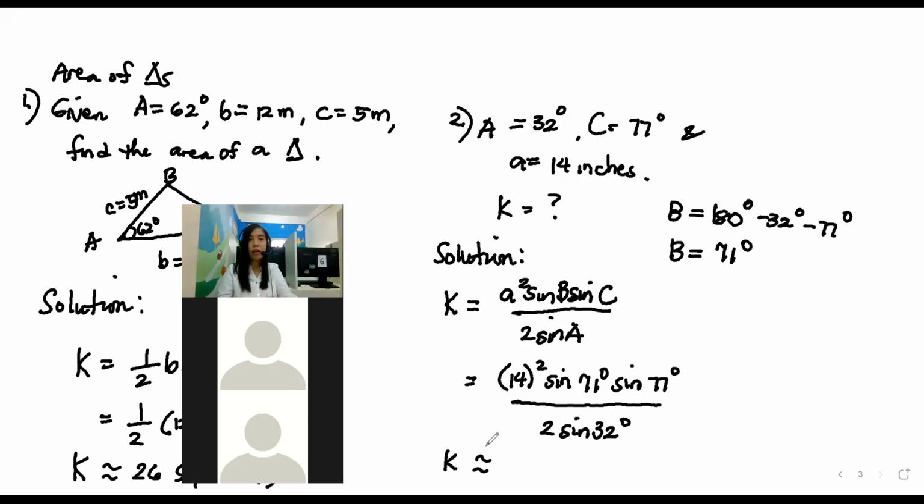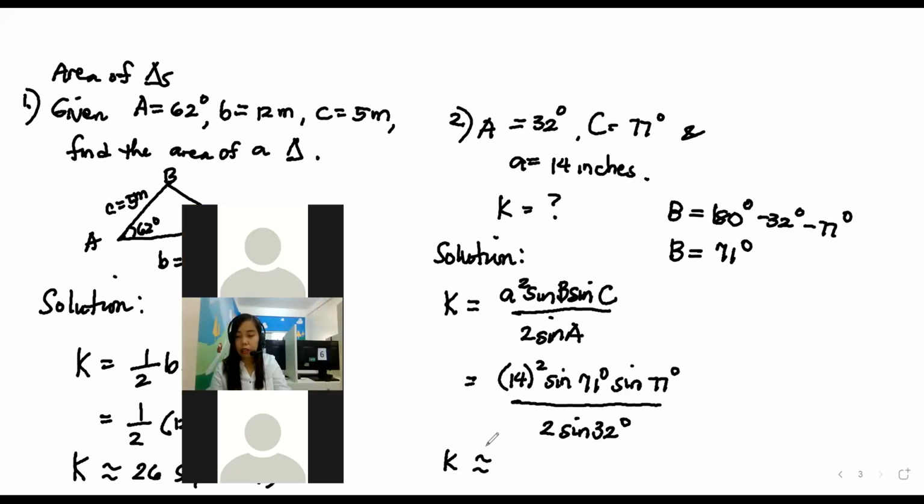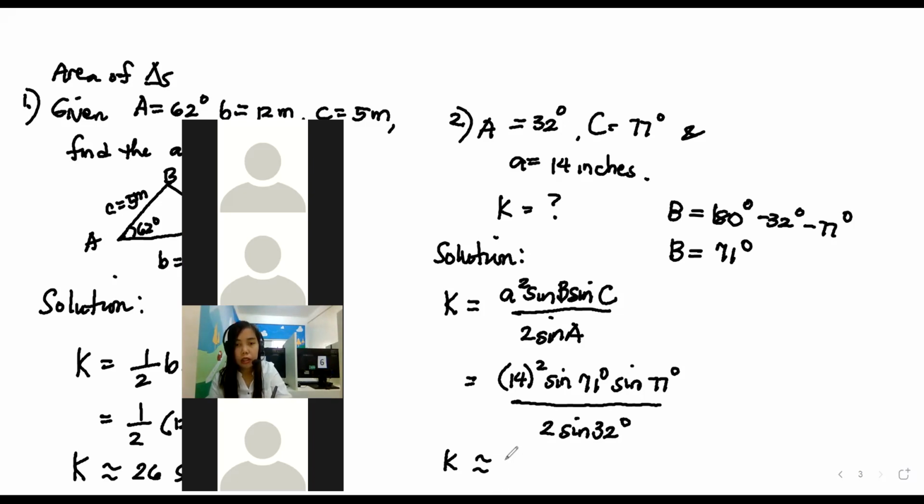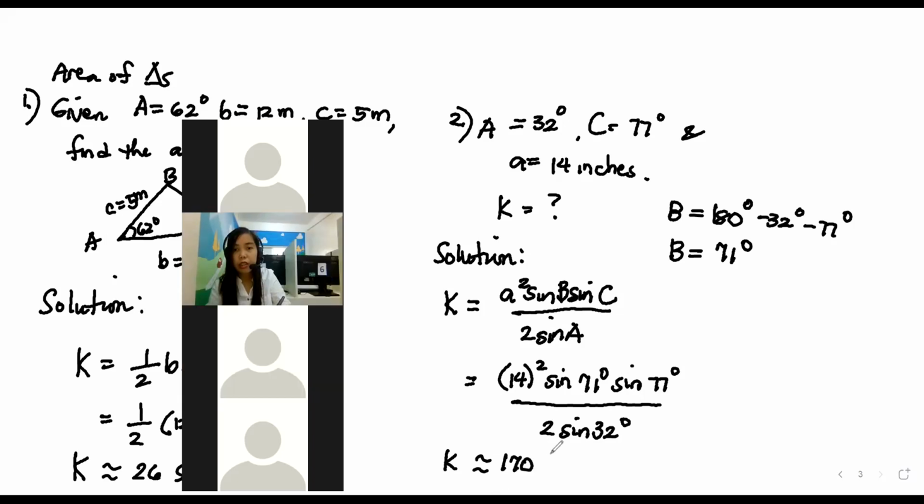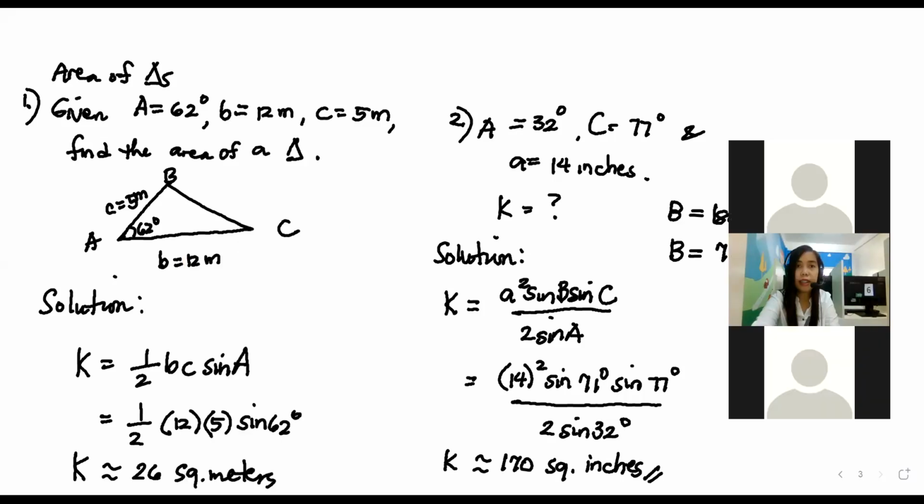What is the area? Yes, Daniel. 170 po. Okay, 170. This is area. 170 square. This is about inches. Square inches. Okay, do not forget the units. 170 square inches.